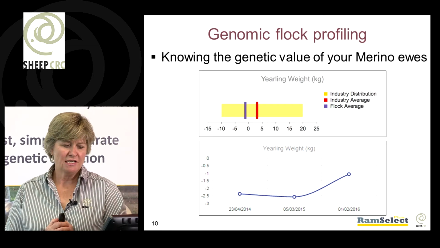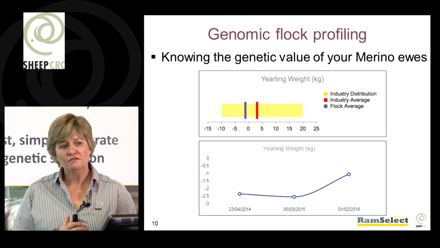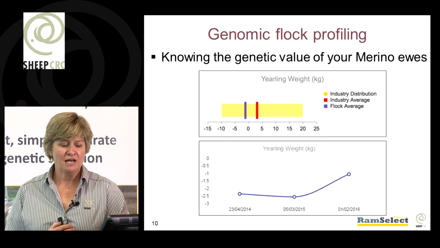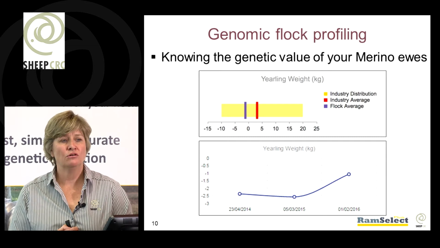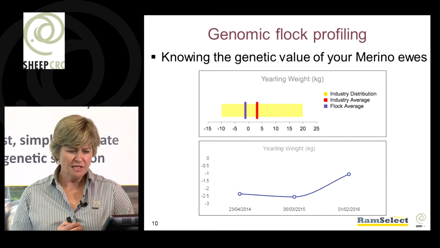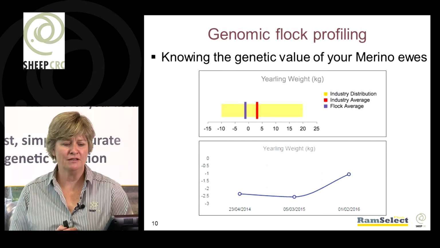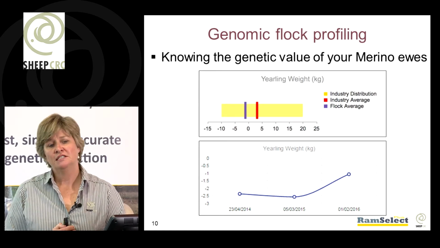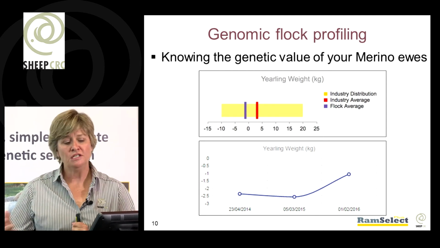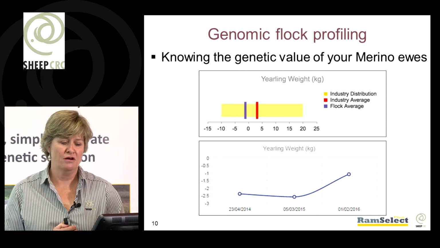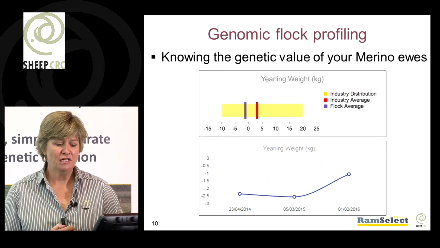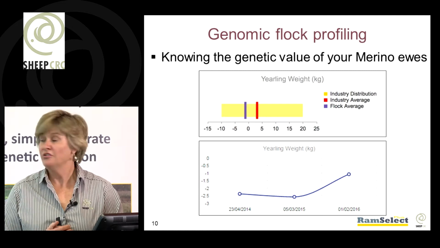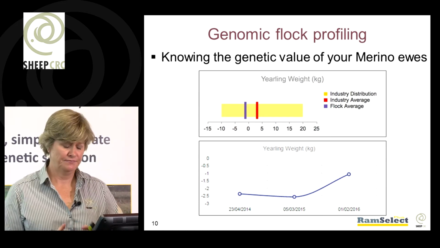So in this case, once again, the yellow box is the range of values that exist within industry for yearling weight. The red bar is the industry average, and the purple bar is the flock average result for this flock. So we can see that in terms of yearling weight, this flock is a little bit below industry average. And once again, if you've done a DNA profiling test over multiple years, you can track change in traits over time. There's some example data there for yearling weight where they've tested 3 years in a row, and there has been some uplift between 2015 and 2016.